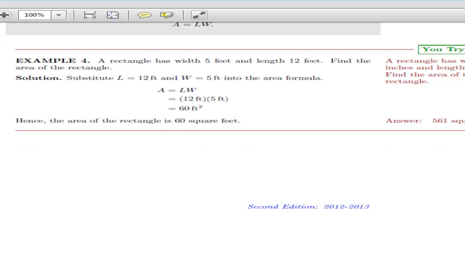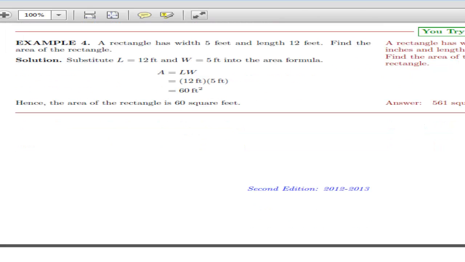Example 4. A rectangle has width 5 feet and length 12 feet. Find the area of the rectangle. Solution. Substitute L equals 12 feet and W equals 5 feet into the area formula. Then the area formula is A equals L times W, so we get 12 times 5, and 12 times 5 is 60. Hence, the area of the rectangle is 60 square feet.